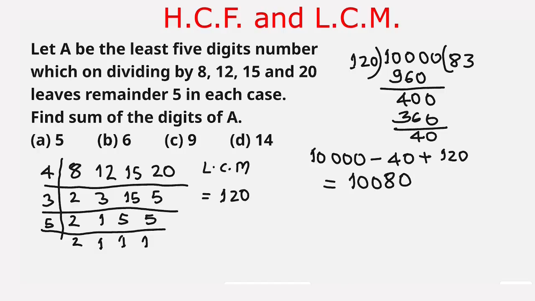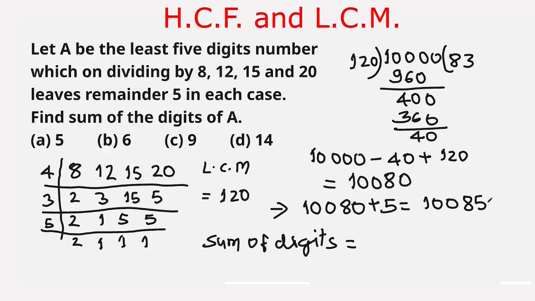But the condition given to us is that on dividing by these numbers, the remainder is 5 in each case. So we have to add 5 to 10,080. 10,080 plus 5 is 10,085. Now we have to find the sum of the digits of 10,085. The sum of digits is 5 plus 8 is 13 plus 1 is 14. This is our answer. From the given options, our answer is option D, 14. I hope you have understood the method of solving such types of questions.